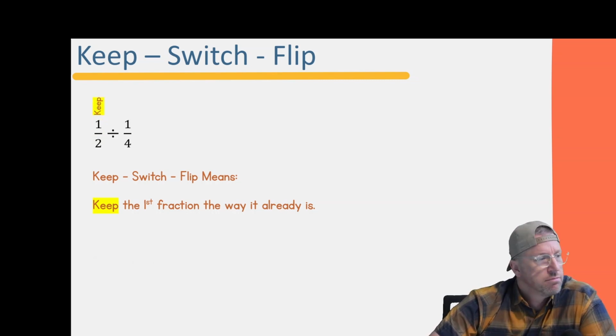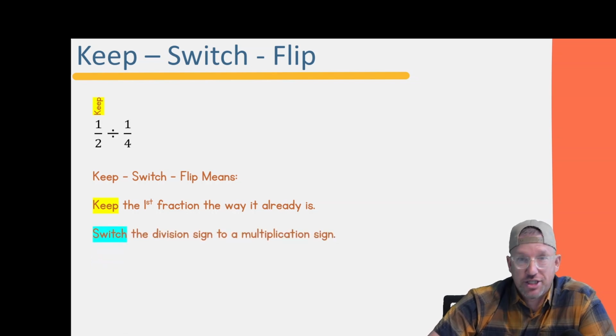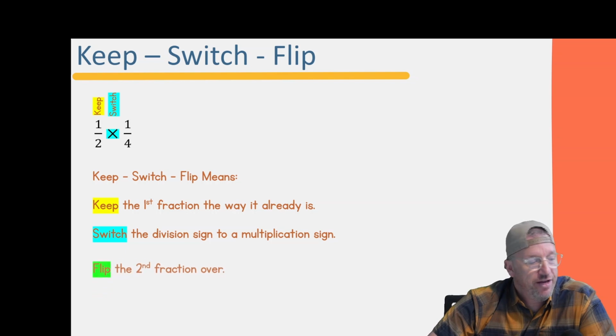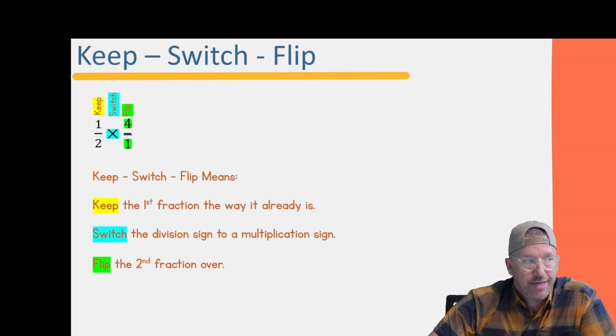Hands off. And then we're going to switch the division sign into multiplication. Switcheroo! And that becomes bouncing, bounce. Isn't that cute how he bounces? And then the flip means we flip the second fraction over. Right now it's 1/4, and we are going to flip it. Bunny bun.